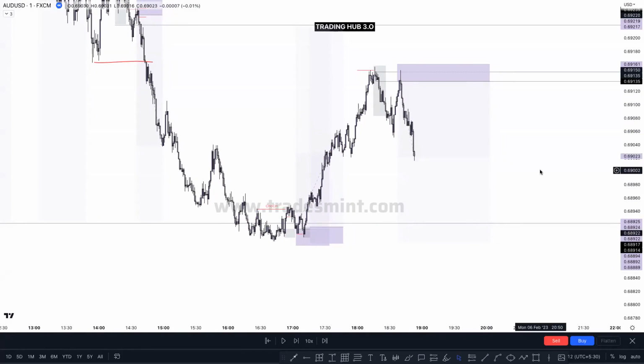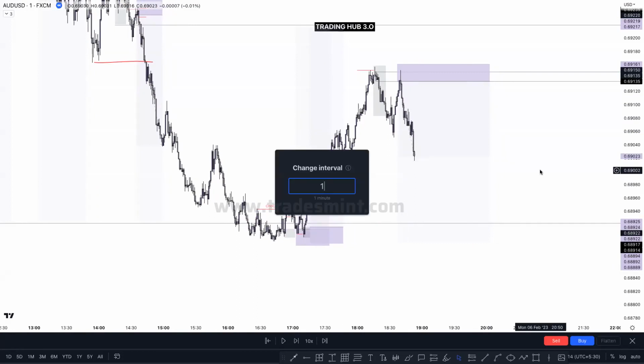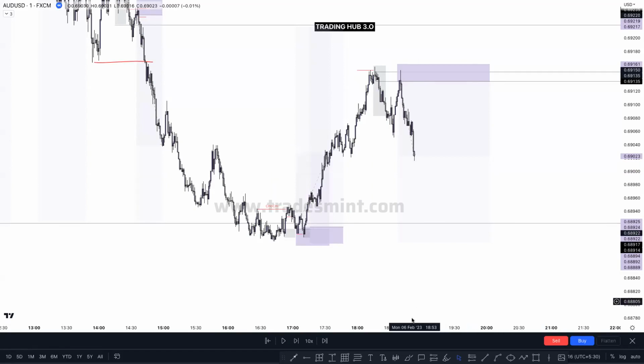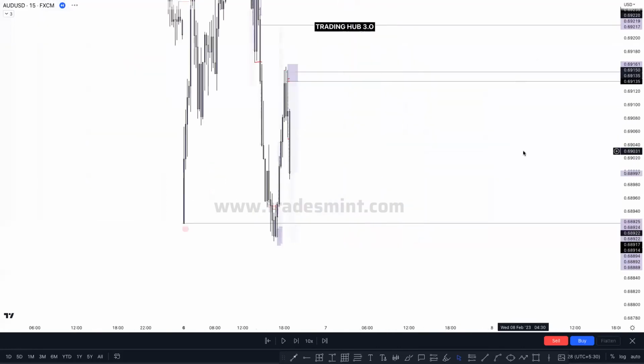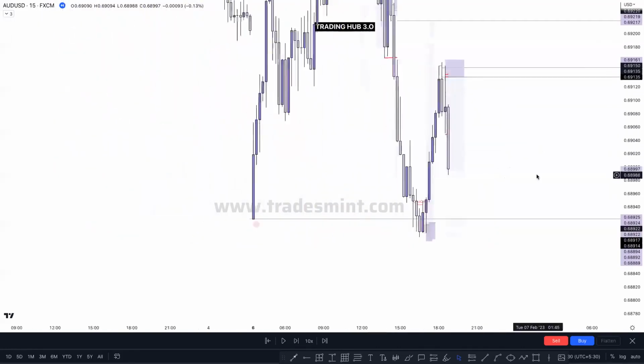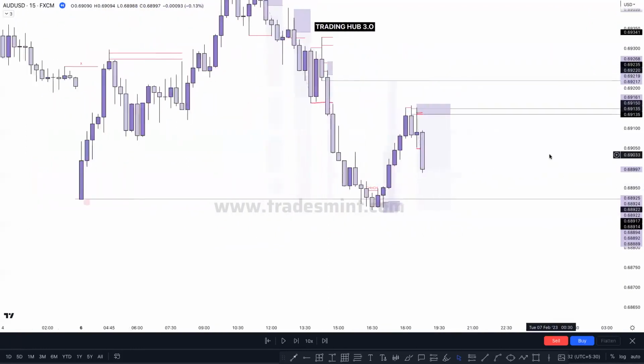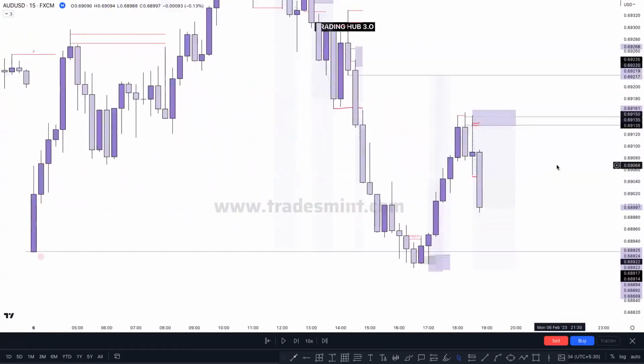Now switch to the 15-minute time frame again. One more thing: when the market takes the first pullback, you can put your stop loss at break even. Now switch again to the 15-minute time frame to see exactly what is happening here. Look at this picture very carefully.